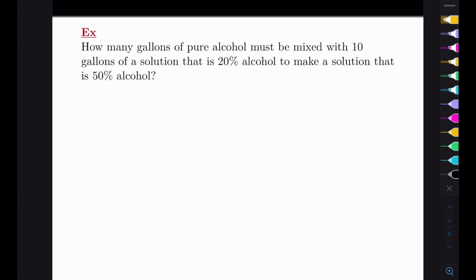Let's try a similar one, but now we have something that's pure alcohol. So we want to figure out how many gallons of pure alcohol must be mixed with 10 gallons of a solution that's 20% alcohol to make a solution that's 50%. So again, just a mixing problem. I've got one solution, adding another, and in the end getting a final mixture.